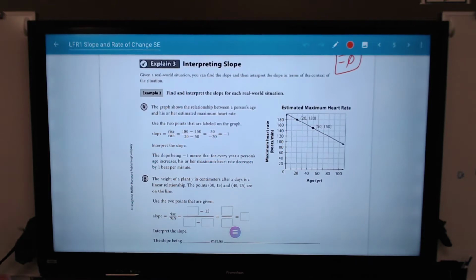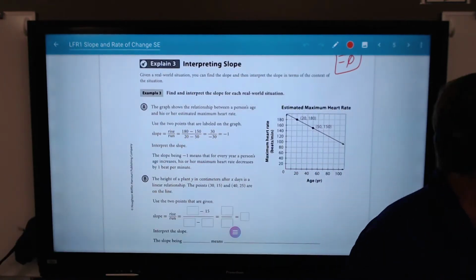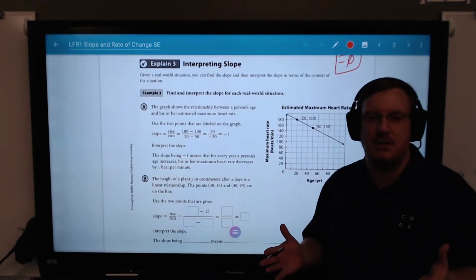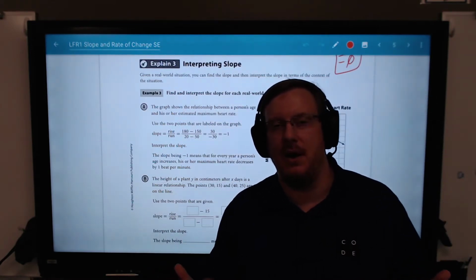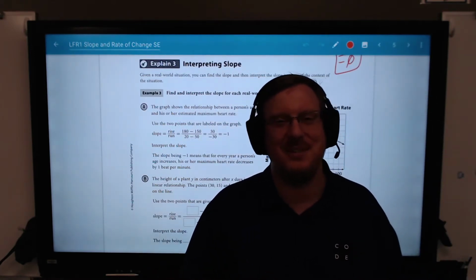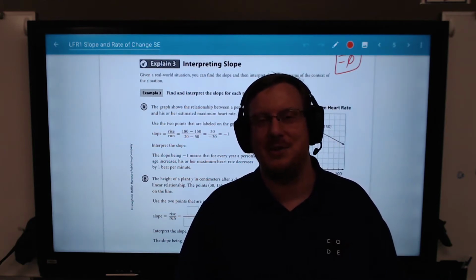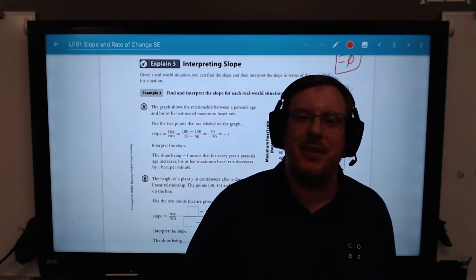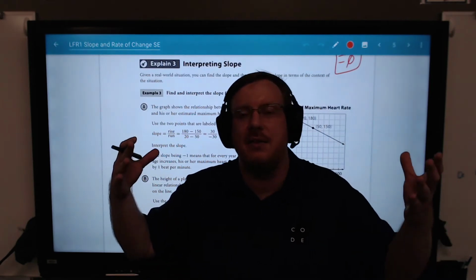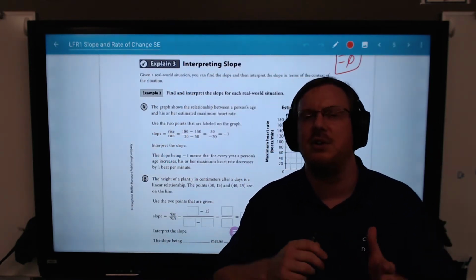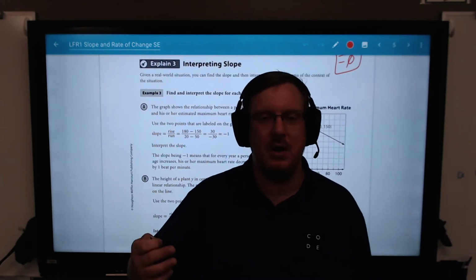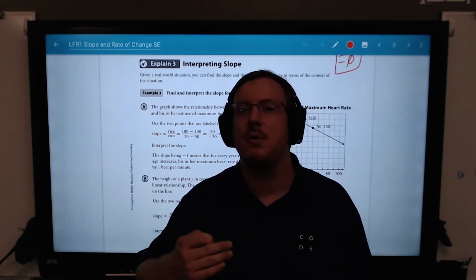All right, so what we've done up to this point is really the mechanics of slope. M equals y2 minus y1 divided by x2 minus x1, right? That's just how you calculate slope when you're given 2 points. We talked about rise over run. But the real reason that we're talking about this today is the interpretation of slope.